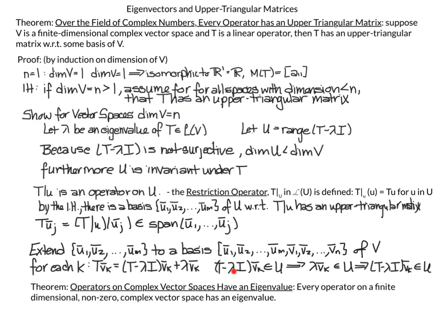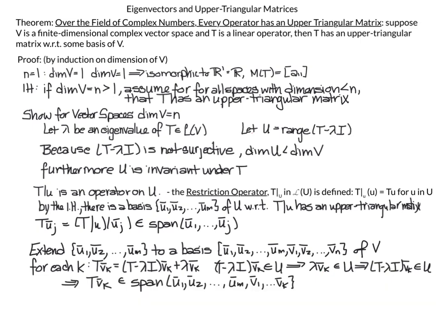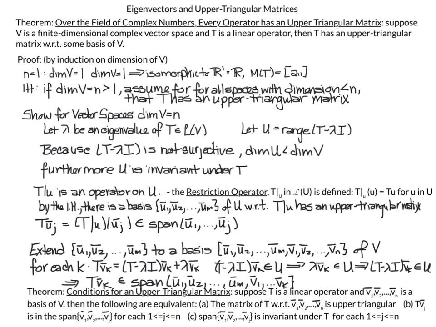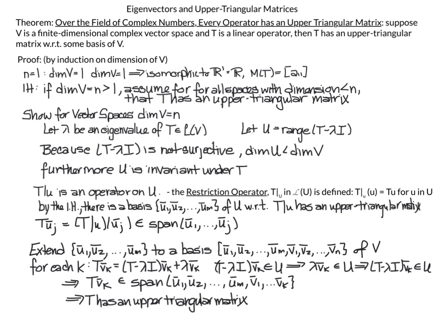We also know that (T minus lambda I) vk is in U, since U is exactly the range of T minus lambda I. And lambda vk is also in U, meaning T of vk is in the span of u1, u2 up to um, and the extended basis. And according to our last theorem, and I'm sorry this is squeezed in here, that means we can expect that the matrix of T with this basis is upper triangular. And that completes our proof.